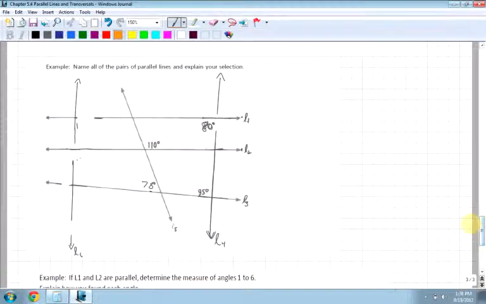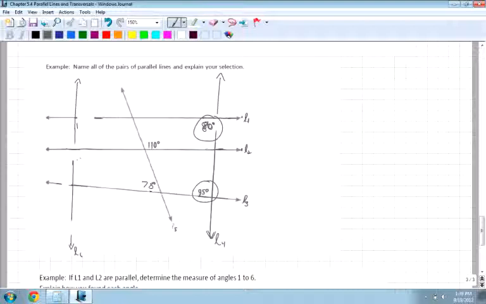Alright, example, the next one says name all the pairs of parallel lines and explain your selection. So here I have these lines, I have transversals, and I have a bunch of angles that are given to me here. Okay, let's see here. I have line 1 and line 3. Are they parallel? No, because if you look at the angles, this one here and this one here, if they're equal, they should add up to 180 degrees because they're interior on the same side of the transversal, right?